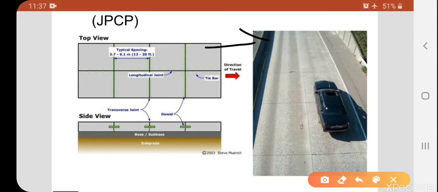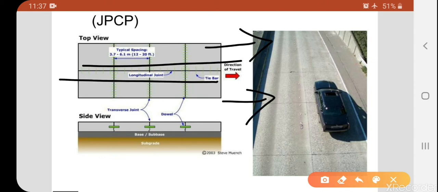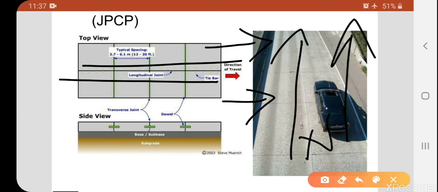See here, the direction of travel is like this. So the longitudinal bars will be like this only. Here the direction of travel is the north direction, so the longitudinal direction of the bars will be along the north direction only.